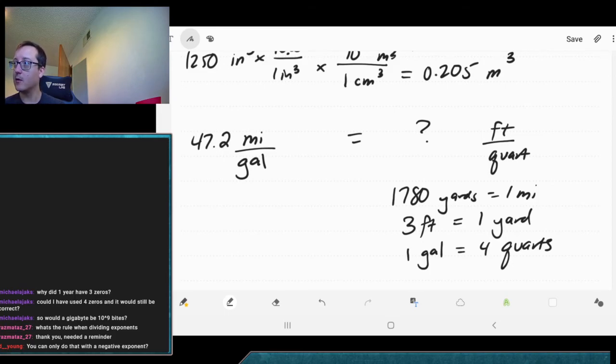We can do this. Planning it out, we're starting with miles per gallon. We have 2 things to change here, and we can do them in either order. We can either change the top unit first, get that into feet, or we can change the bottom unit first. It really doesn't matter.